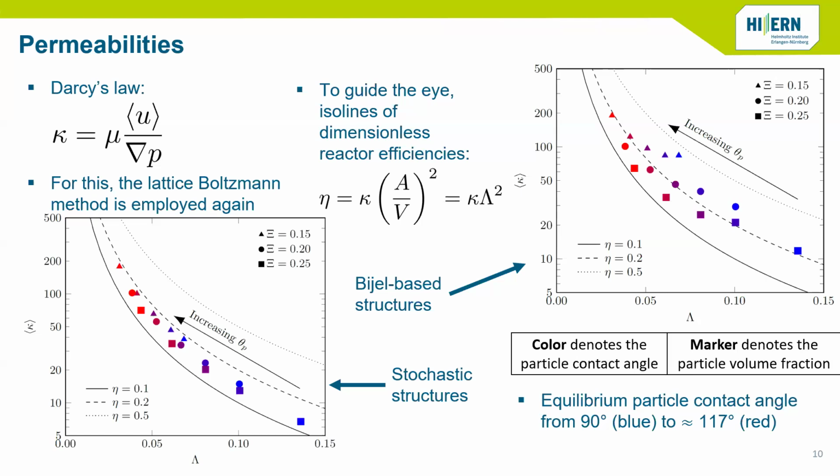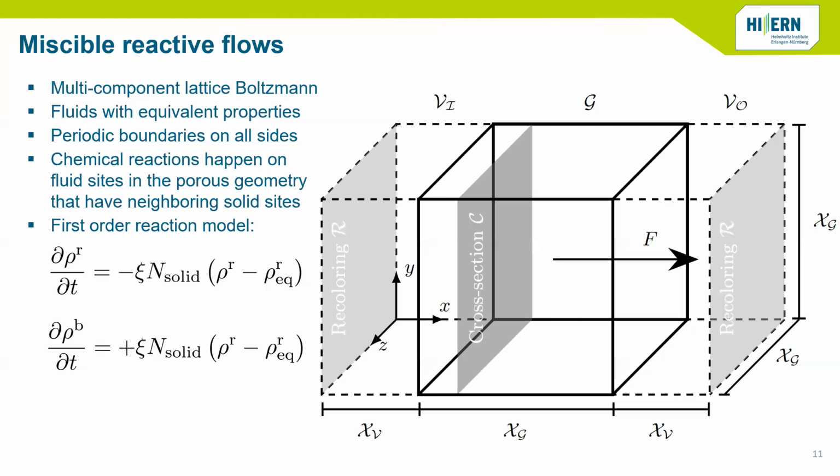Of course, you can further quantify this by means of reactive flow simulations that we did. For this, we again use a lattice Boltzmann method with a multi-component formulation, where we use fluids with equivalent properties. We have periodic boundaries on all sides of the simulation domain, with our structure in the middle and some void space before and after the structure to make sure the flow can equilibrate. At the outer edges of the domain in the x direction, we have a recoloring layer where the fluid fractions are recolored back to their initial conditions, which is a lot of red fluid and very minor blue fluid.